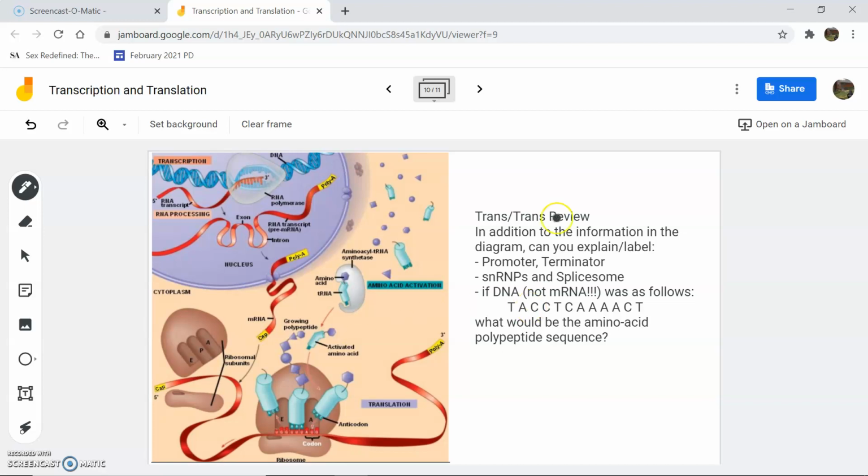Okay? So in addition to the information in the diagram over here, can you explain and label a promoter region, a terminator? Where would that be in this diagram? What are they? How about SNRPs and spliceosomes? They're not in this diagram. Where would they be? What do they do? And then finally, the question is, if DNA, not mRNA, but if DNA was as follows, so if we had a DNA part that we're reading a code from, what would the amino acid sequence be for this thing?